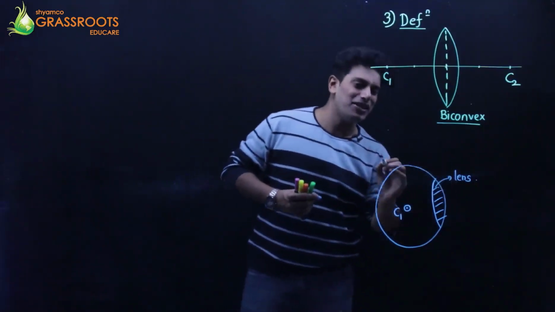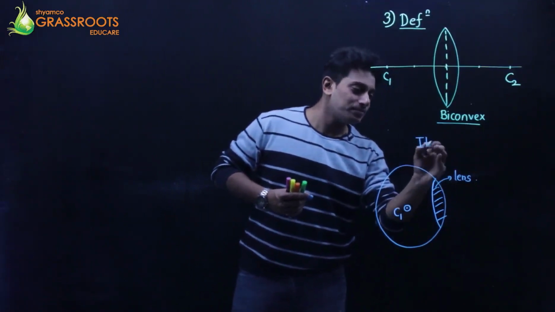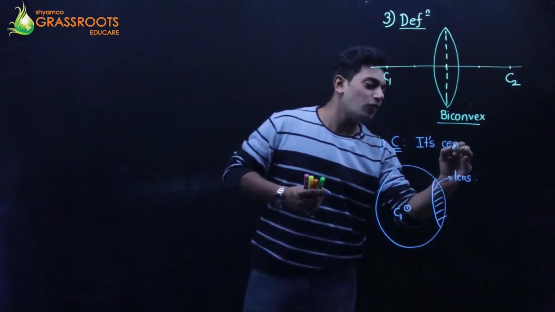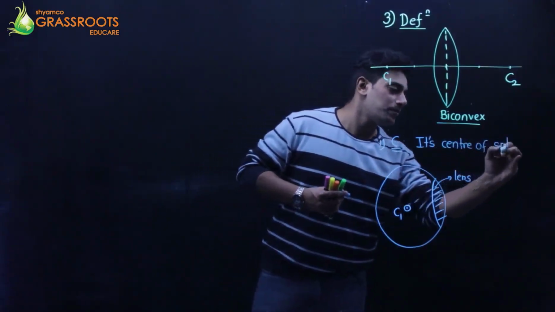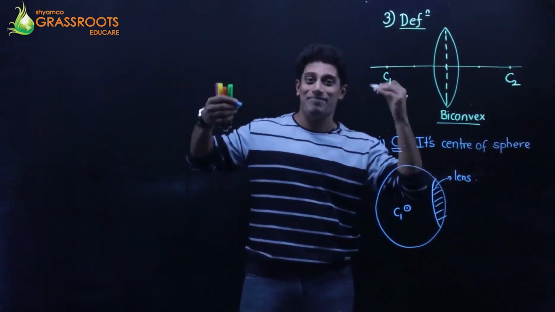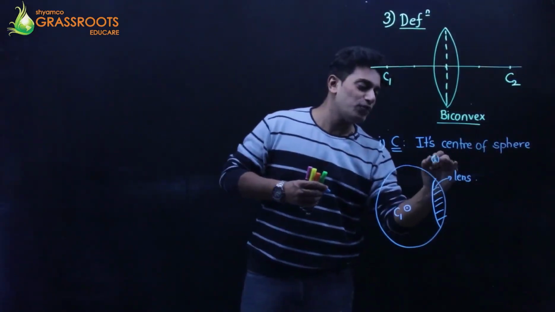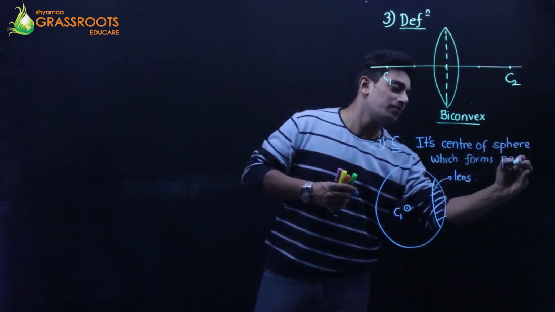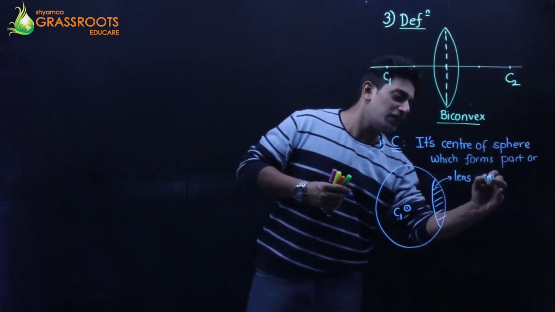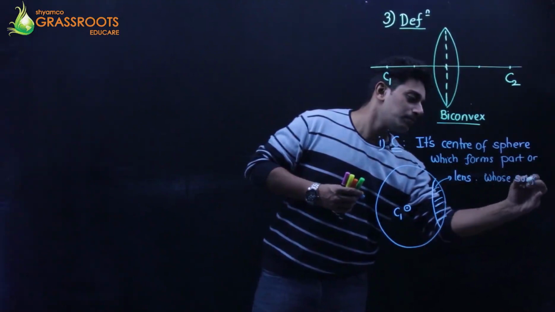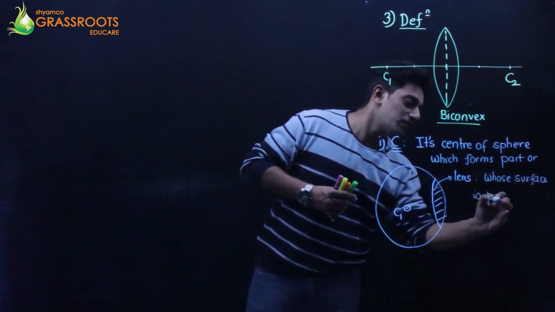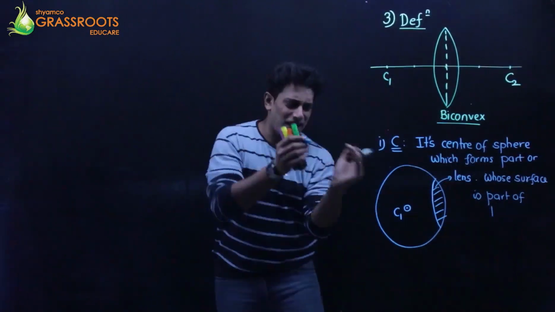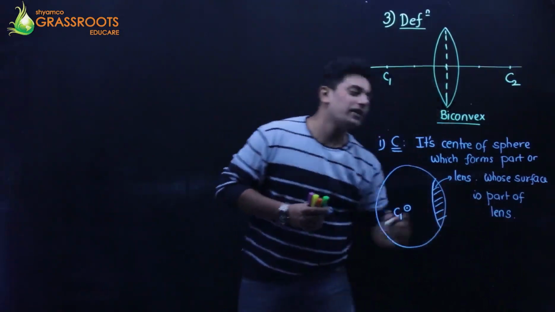So I just write in short that this is my first definition: it is the center of a sphere which was there once upon a time, imagination, yes, which forms a part or whose surface is a part of the lens, which forms the part of lens. Yeah, tukda hai. Okay, that's it.